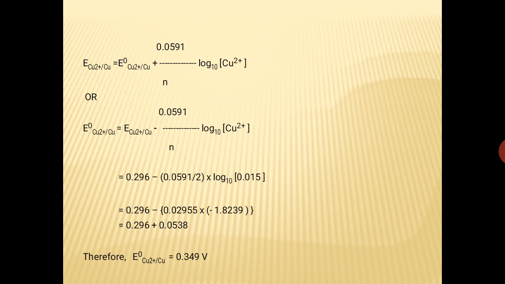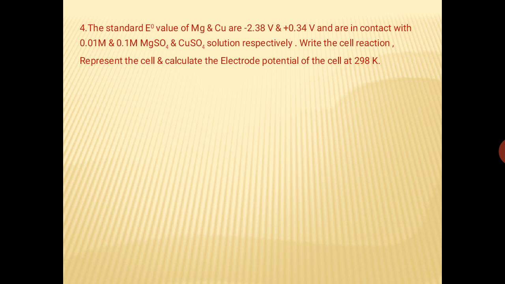So this is it, students. This was once again a simple problem using the Nernst equation for single electrode potential. So next is problem number 4. Here two electrodes will be involved, so the problem will be a bit lengthier. Let us understand problem number 4.